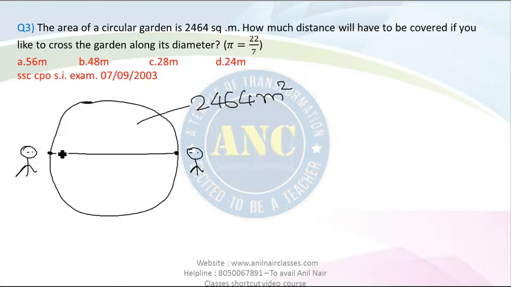Why are they combining mensuration with the time, speed and distance? Don't confuse, sir. They are asking you what is the length of the diameter. Simple. Now see here, sir. Area is given as 2464.